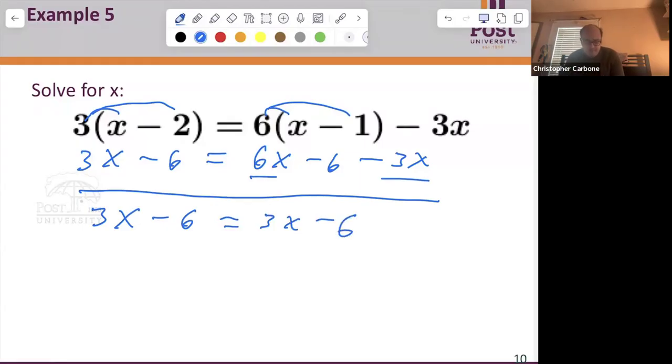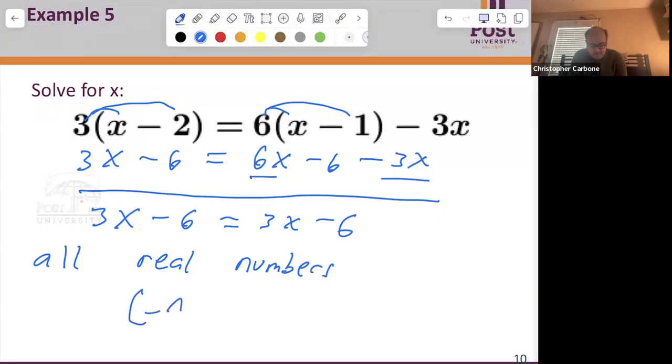Both of those sides are equal, no matter what x is. So this would be one of these all real number solutions. And we would express that as negative infinity to positive infinity with these parentheses around it.